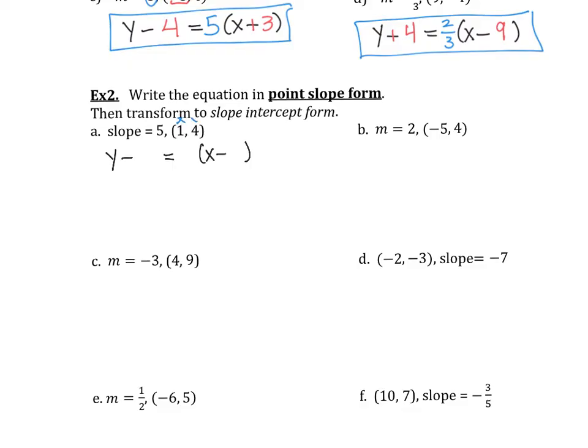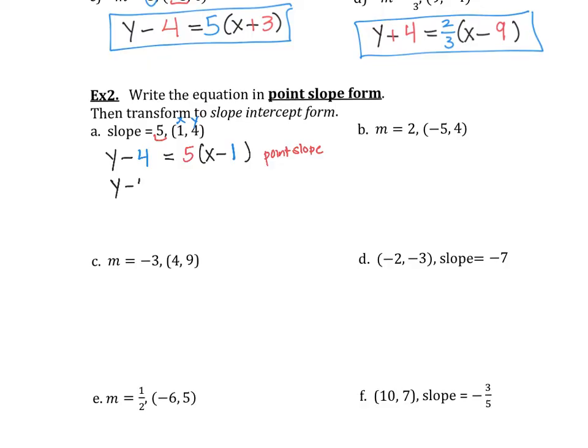Okay, let's see: y minus the y, x minus the x, and then the slope in front of the parentheses. Okay, this is point slope form. And if it only told me to write point slope form, I would stop right there. But they want me to change this to slope-intercept form, so I'm going to keep going.